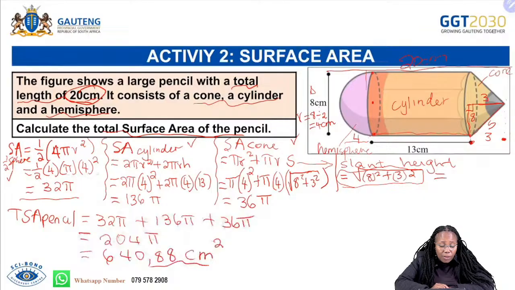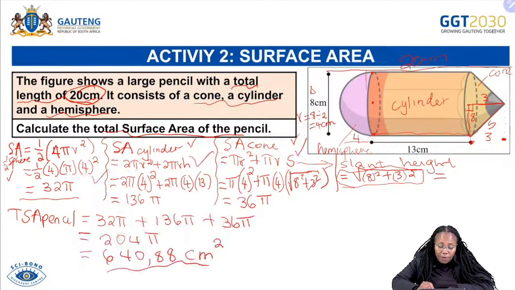Number 1, we must know the correct formulas that are involved. There will be 1 mark for that. Second mark for substitution in each formula. Then this will be 1, 2, 3 for each formula. And then now for the addition of all that to get 640,88. So this can be worth 2, 3, 4, 5, 6, 7 marks.